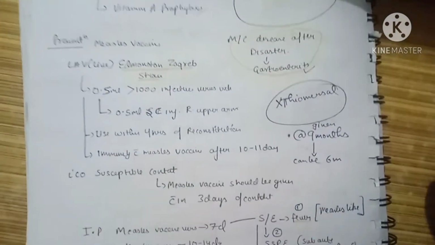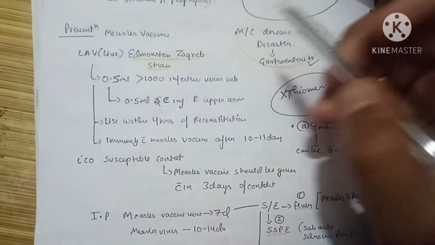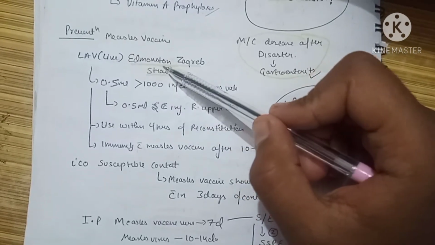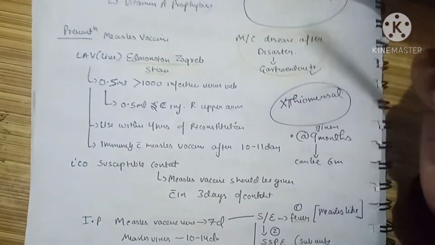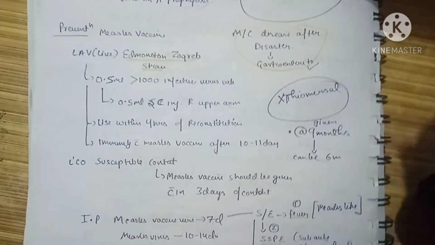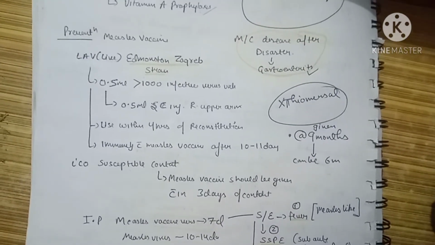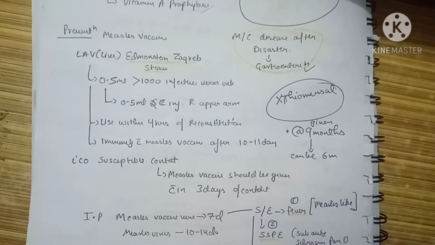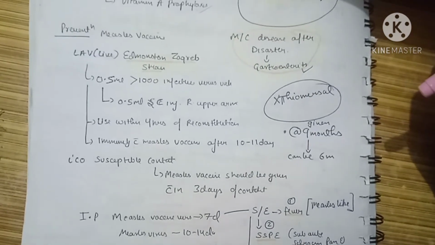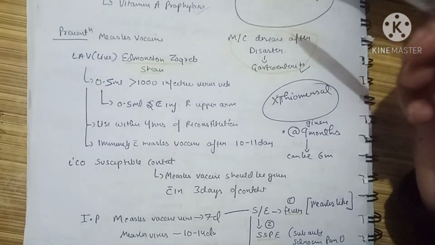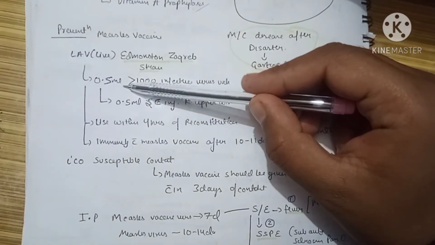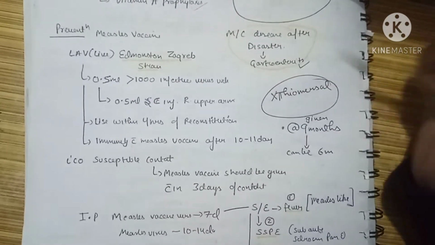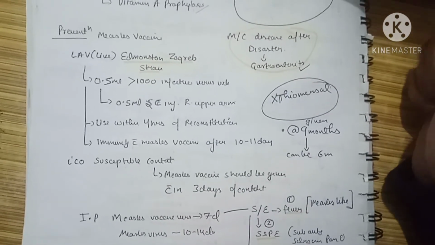Now, talking about prevention, we'll go with the measles vaccine. This measles vaccine is a live attenuated vaccine, and the strain name is Edmonton Zagreb strain. Since this is live attenuated, it is contraindicated in pregnancy, immunocompromised states, such as if the patient is on anti-cancer drugs, or a child born with blood dyscrasias, etc. It is given in a 0.5 ml dose, which contains more than 1000 infectious virus units, and this injection is given subcutaneously in the right upper arm.